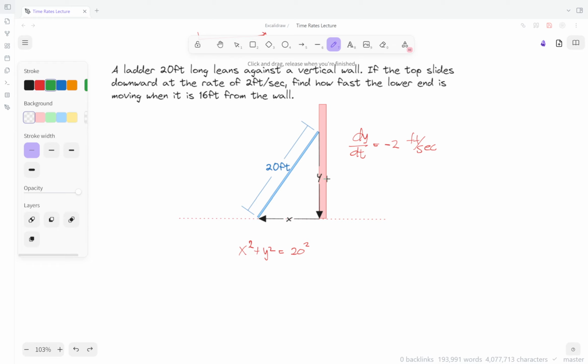Okay, again, let's just put it here. This is decreasing. On the other end, x is increasing. So therefore, our expectation of dx/dt, the rate of x, or the lower part as it moves away from the wall, should be greater than 0, because it is increasing.